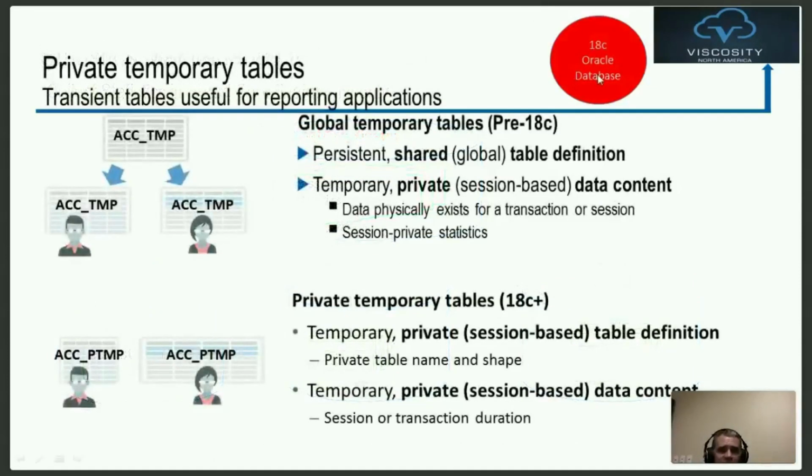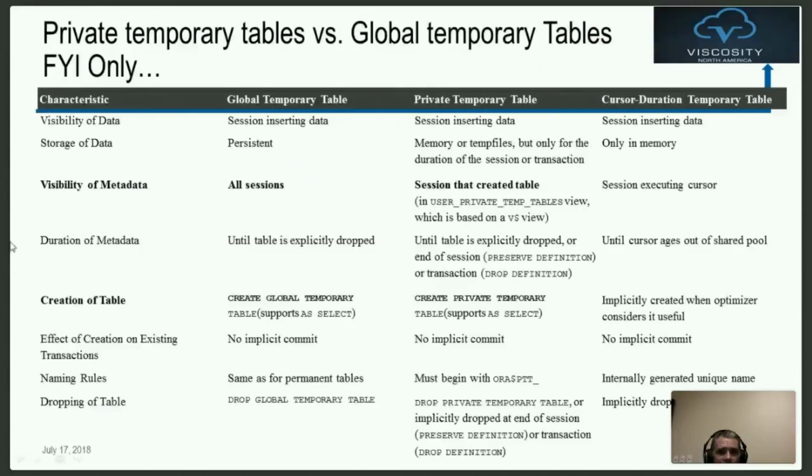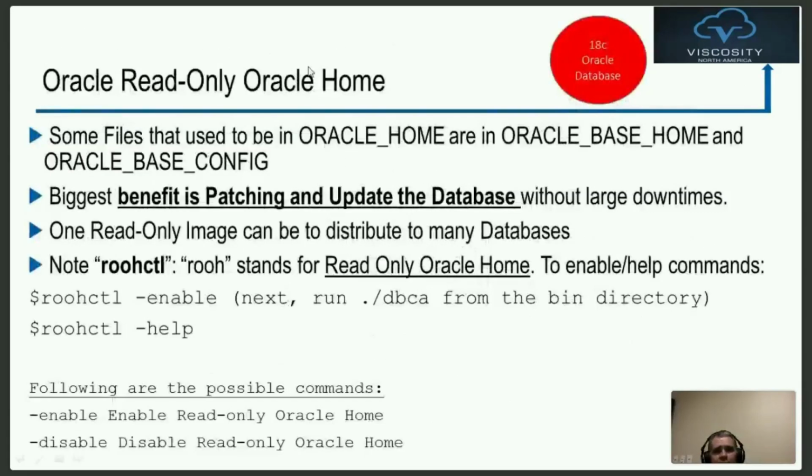Another nice 18c feature is private temporary tables. Instead of having this persistent table definition that I'm sharing, I have a private table definition for the different users that are out there. This shows that with a global temporary table, all sessions see that metadata, whereas with a private temporary table, just that session is going to see that. You can see some of the other stuff I just put in there for you.